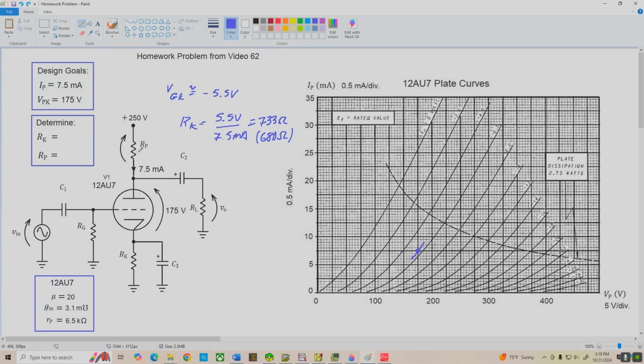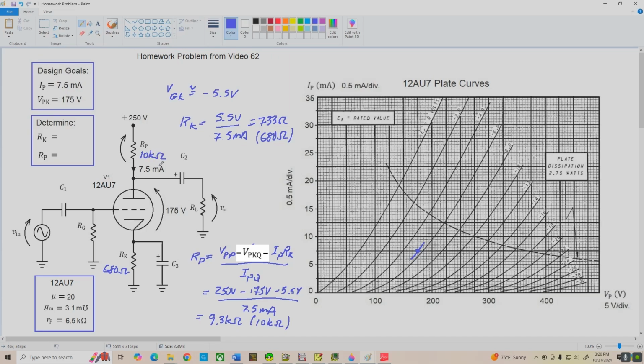Now let's determine the plate resistor we need to make this work. That's going to be R sub P equals VPP minus VGK, and we can subtract off the drop across RK, that would be I sub P times R sub K, divided by the plate current at the Q point, IPQ. So what do we have here? VPP is 250 volts minus 175 volts minus the drop across RK, which is going to be 5.5 volts, divided by 7.5 milliamps, and that works out to be about 9.3 k ohms. And we'll just throw 10 k ohms in there, and again that'll probably work just fine. So let me fill these resistors in here. Now we've got 680 ohms and 10 k ohms, and there are the values to set up our Q point.